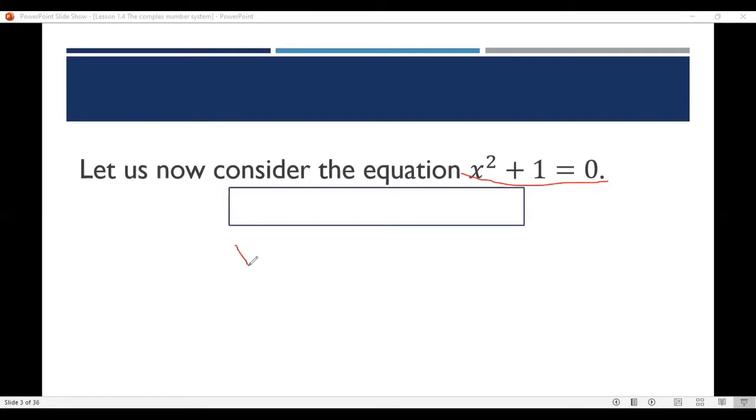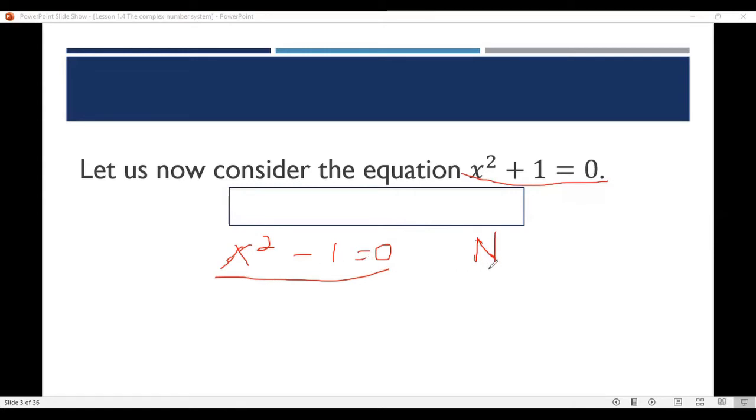Let's say kung ang given equation natin ay x squared minus 1 equals 0. So, ang question, kung itong equation na to ay solvable ba with natural numbers? X squared minus 1 equals 0.